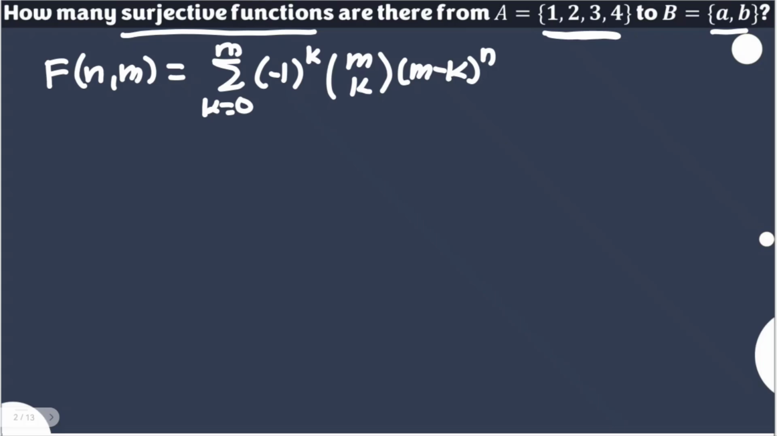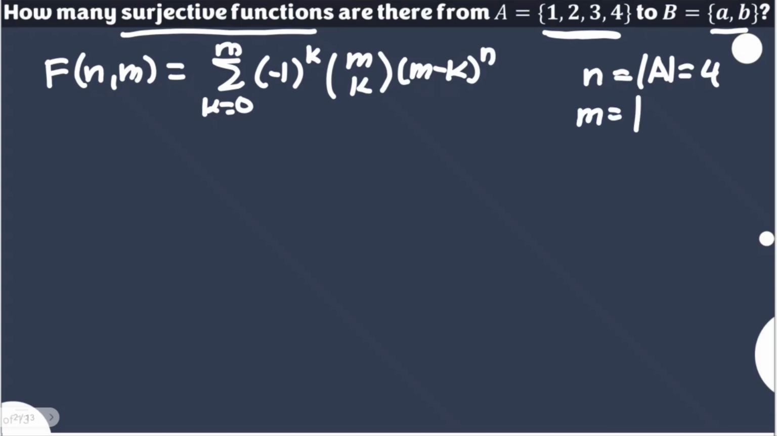So our n here is actually the cardinality of set A, which is 4. Your m here is the cardinality of set B. We have 2 objects. Again, we are distributing these 4 objects into 2 boxes, and these 2 boxes are distinct, meaning they are different from one another. They look different, and none of the boxes will be empty.